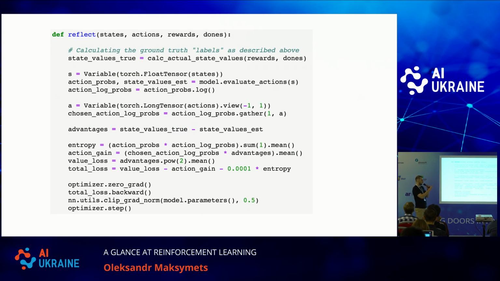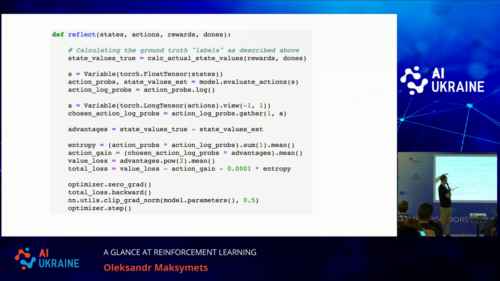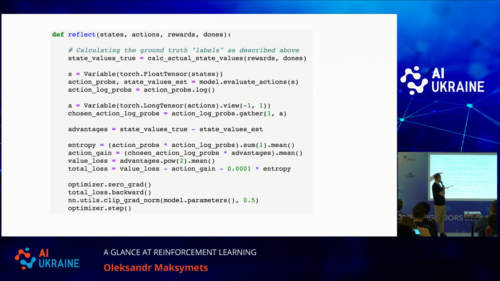So reflect here is actually the training method. We get these states, and after that we calculate for these states action probabilities and value estimations. Then we calculate log action probability. That's important because we want to have entropy as well. And we calculate the loss for the action part of the model.